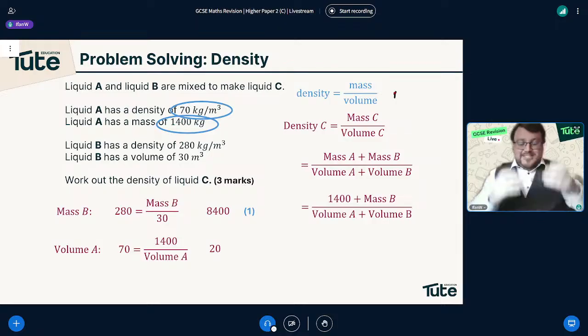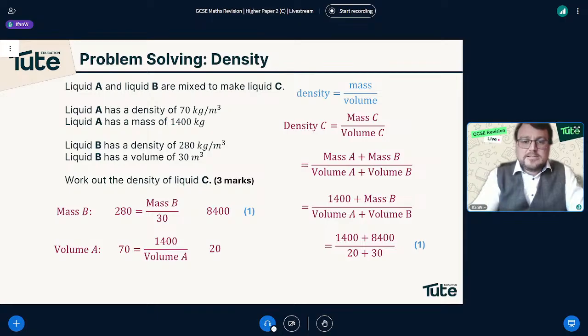I've written it down. Easy peasy, lemon squeezy. We find out that the volume of A is 20. Slap that in as well. So now we know that the mass of C is 1,400 plus 8,400, divided by 20 plus 30. There's your other mark. And the third and final mark, of course, is the density of liquid C. And that would give us 196 kilograms per meter cubed.